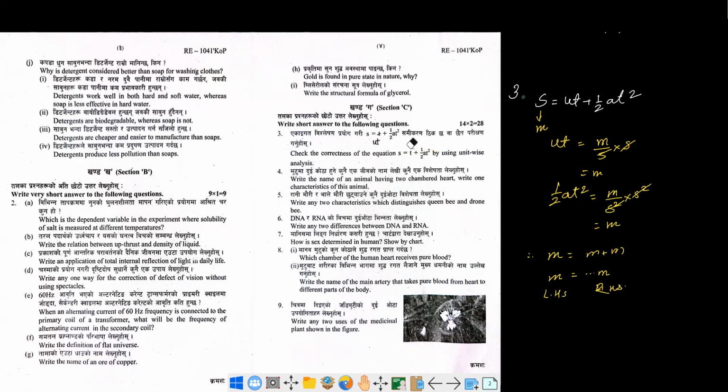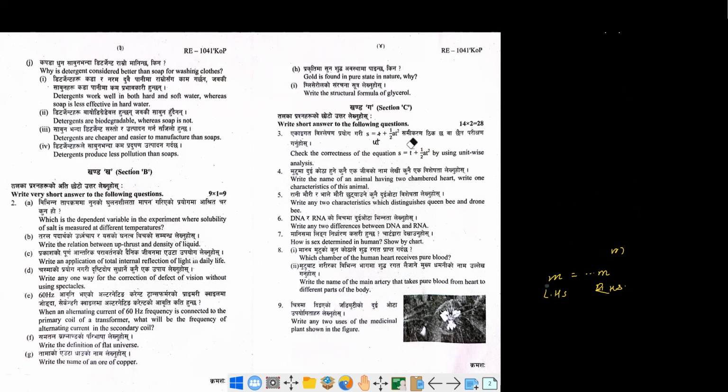Let's take the second question from this group. Write the name of the animal having a two-chambered heart and write the characteristics of such an animal. Two-chambered heart means basically Pisces, the fishes. Fishes have two chambers. One chamber will receive all the deoxygenated blood, and the other will have oxygenated blood. So there is no separate chamber like in humans or mammals.